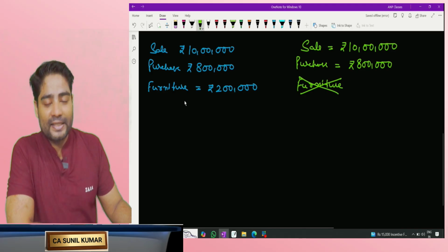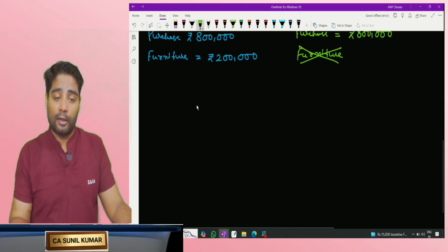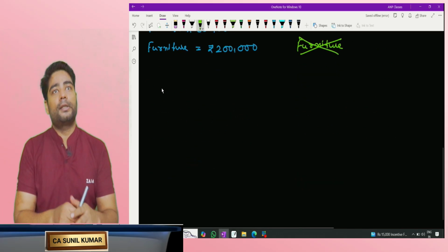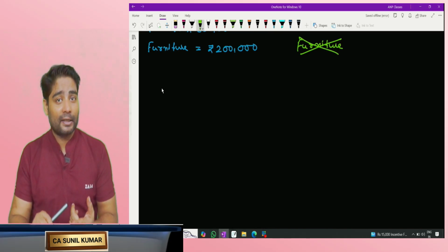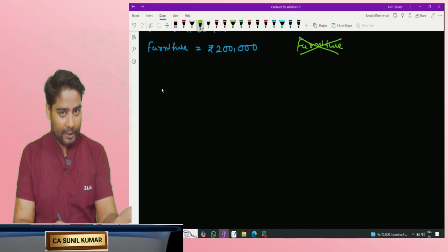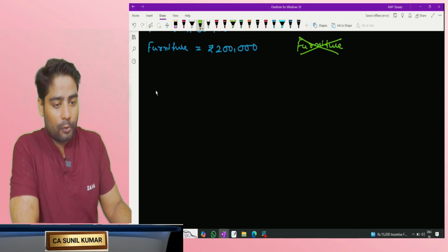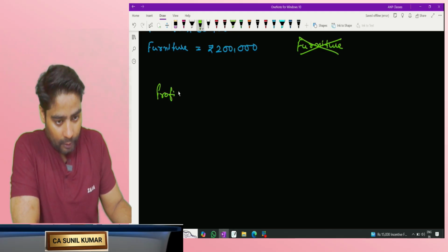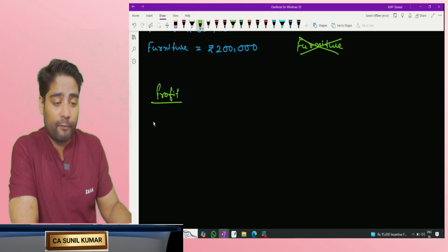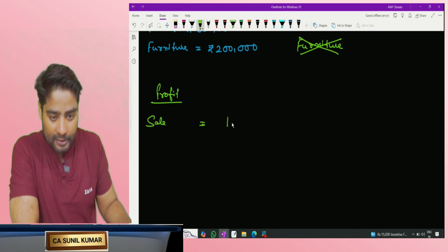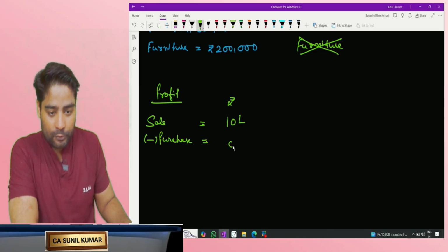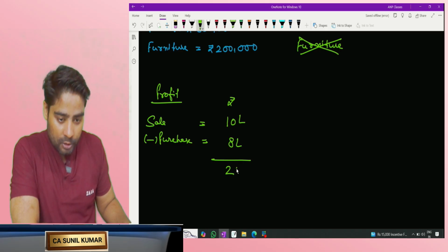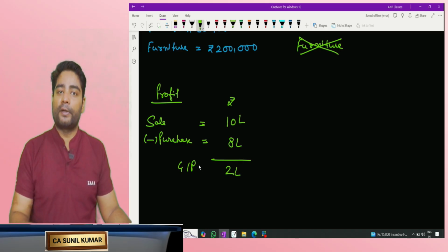So let us calculate the profit of Mr. Ram. What is the profit, sir? Profit simply means selling price minus cost price. We have all studied in class 7 and class 8 that profit is equal to the sale value minus the cost. So the profit of Mr. Ram will be the sale price, 10 lakhs, minus the purchase value, 8 lakhs. This is the gross profit. Gross profit is 2 lakh.